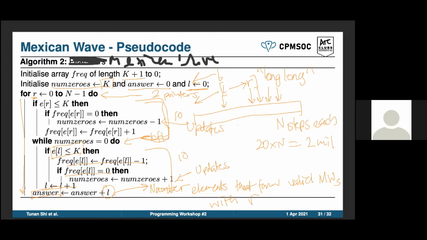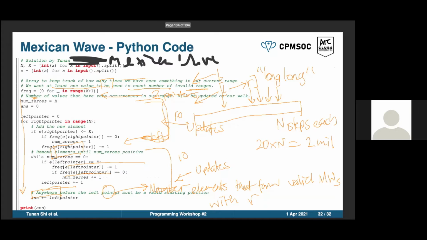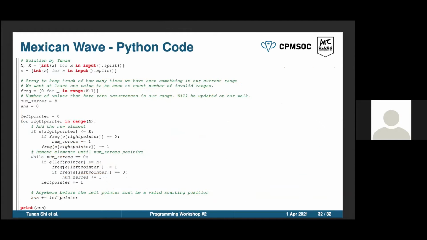All right. So on the next page, we'll have some Python code. Feel free to ask a few questions if you have any about this algorithm, because this was the final problem of division A, and it's quite a hard to understand technique if you've only seen it for the first time.